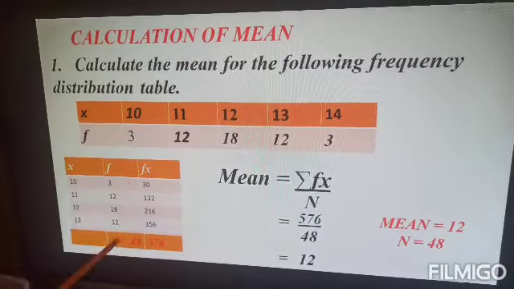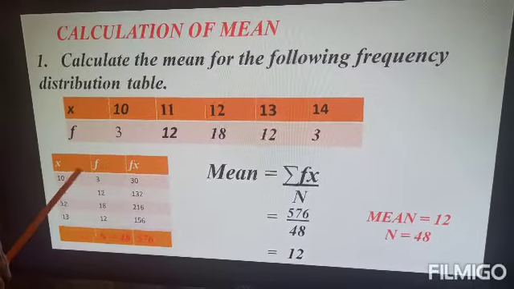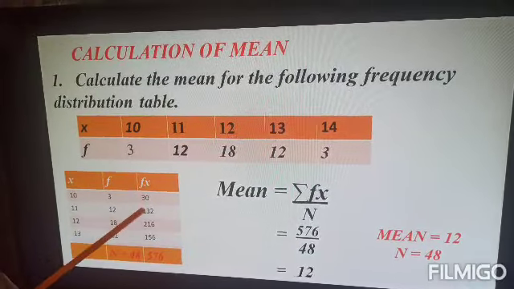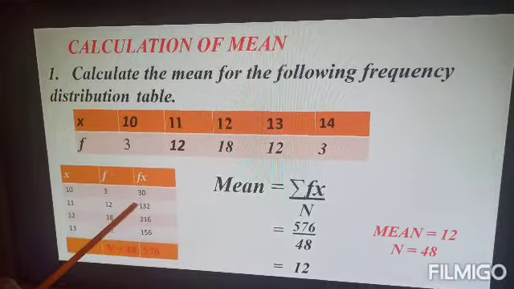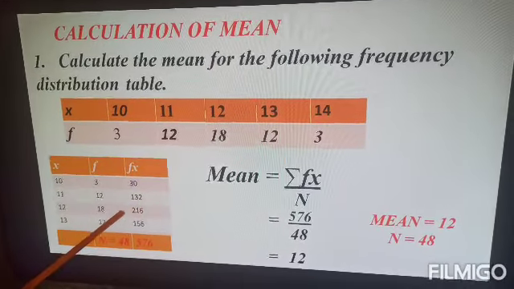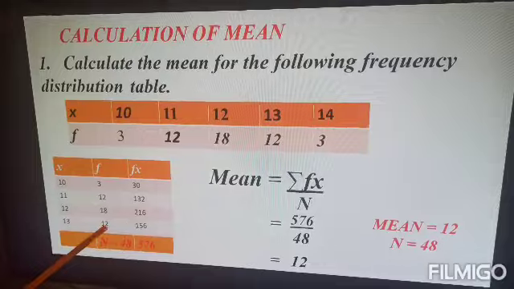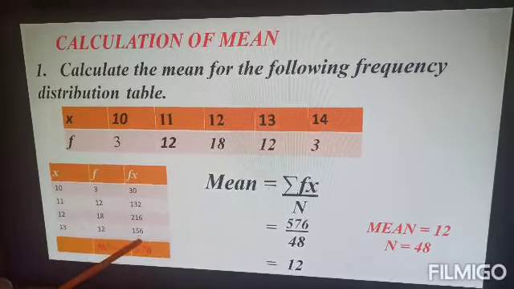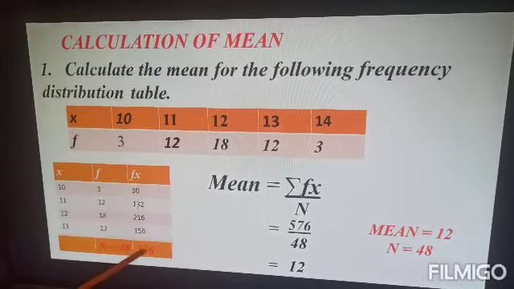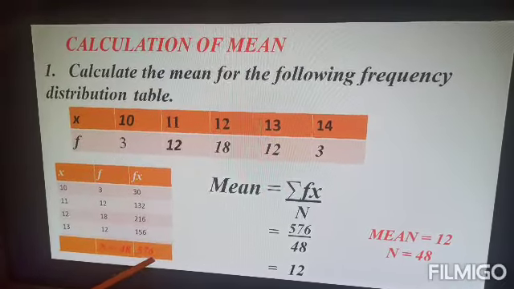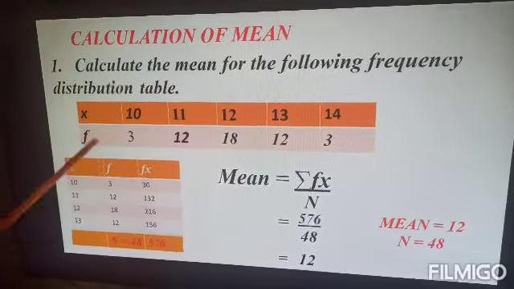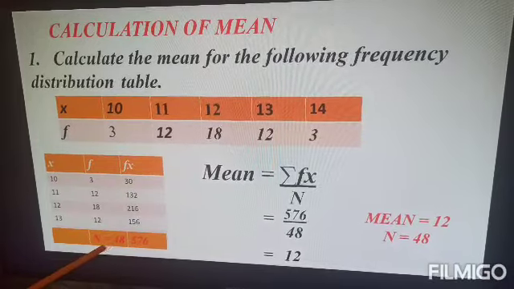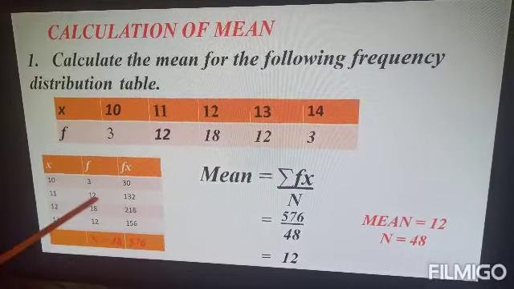X column, f column, and by multiplying these two, x and f, we get the fx column. 10 into 3, 30; 11 into 12, 132; 12 into 18, 216; 13 into 12, 156. Now we have to add this fx column, that we got 576. Then we add the frequency column, by that we get the n value, that is 48.